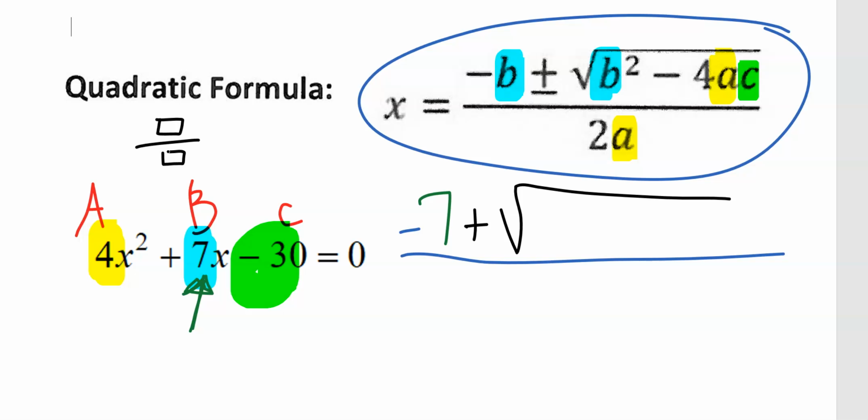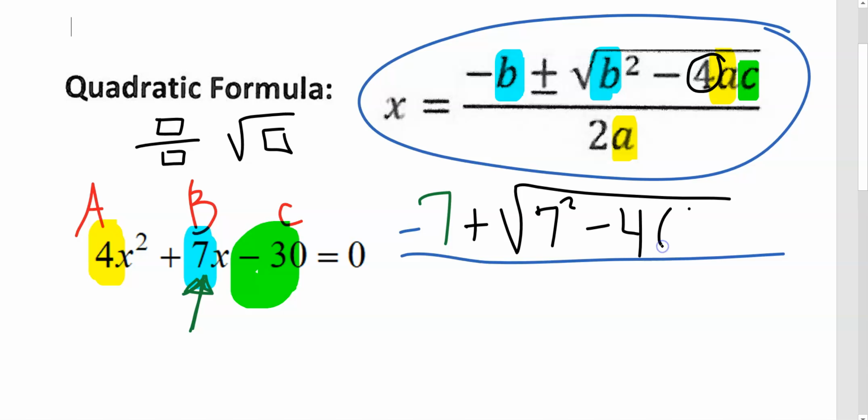Alright, so I've got negative b plus, and then you'll hit your little square root key. Of course, the square root key looks kind of like this. It's the square root with a little box under it. The square root of b squared. Well, the b term was 7, so I'm going to square that. And then minus 4. The quadratic formula has that 4. You will always have it minus 4, times the a term, which in our equation over here, our a term was 4.